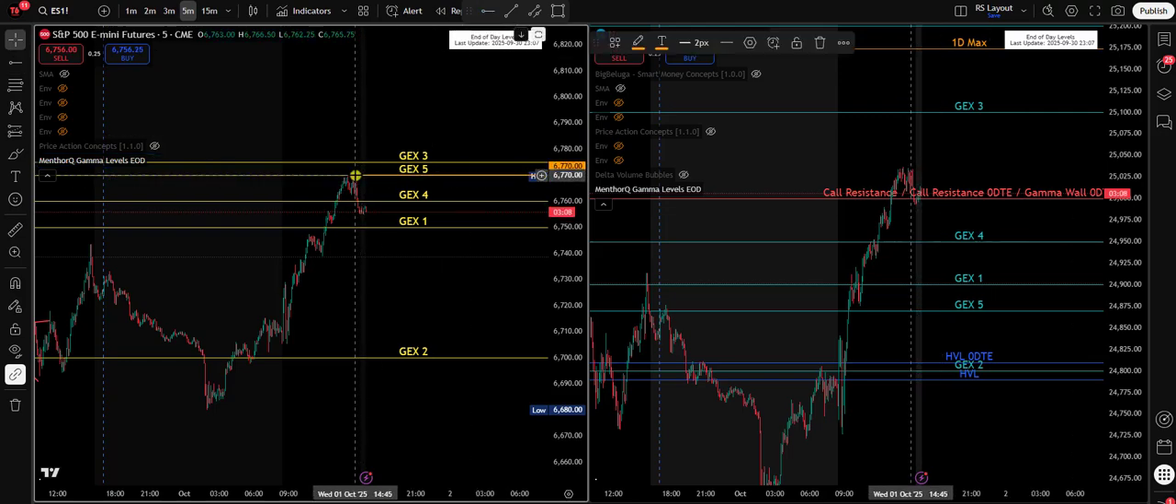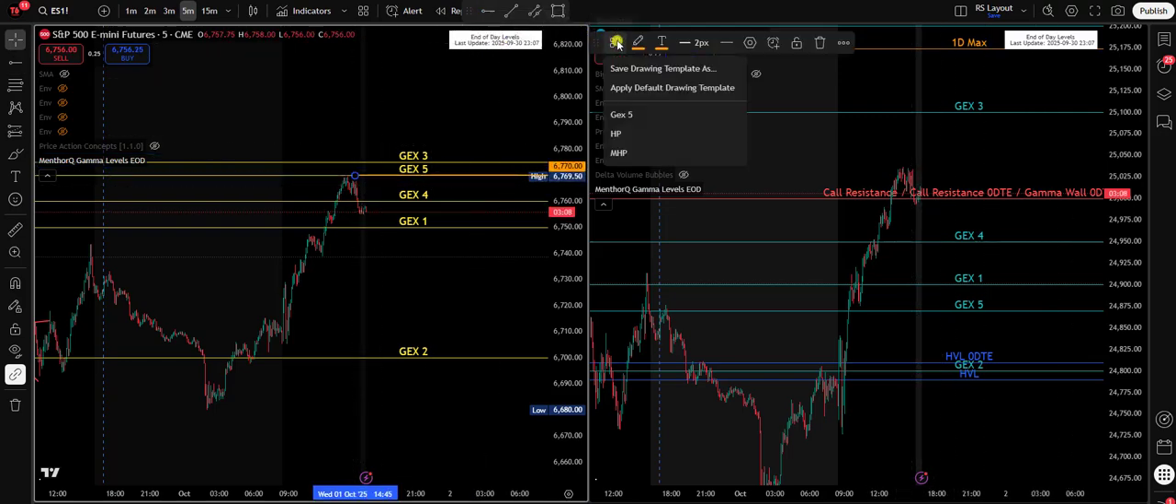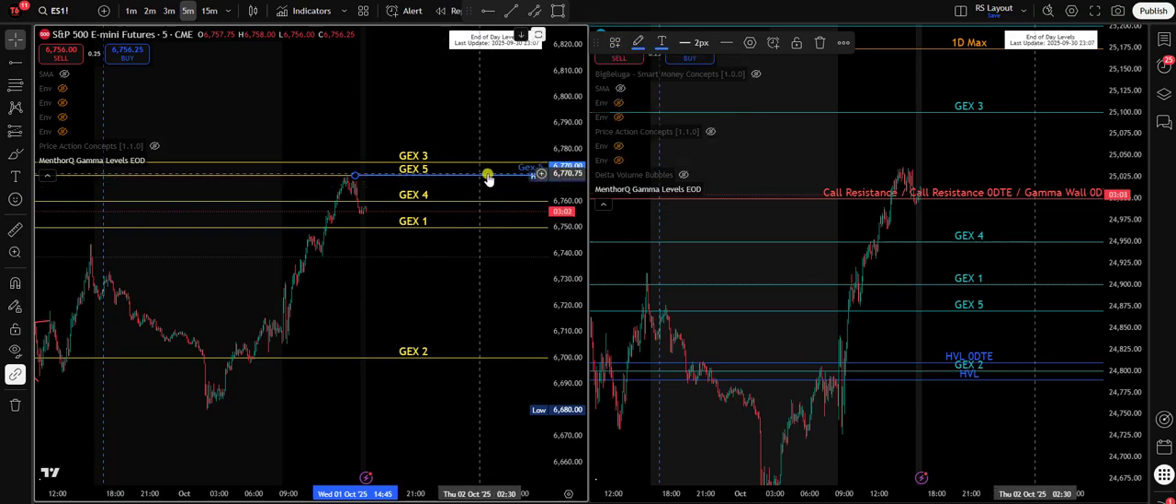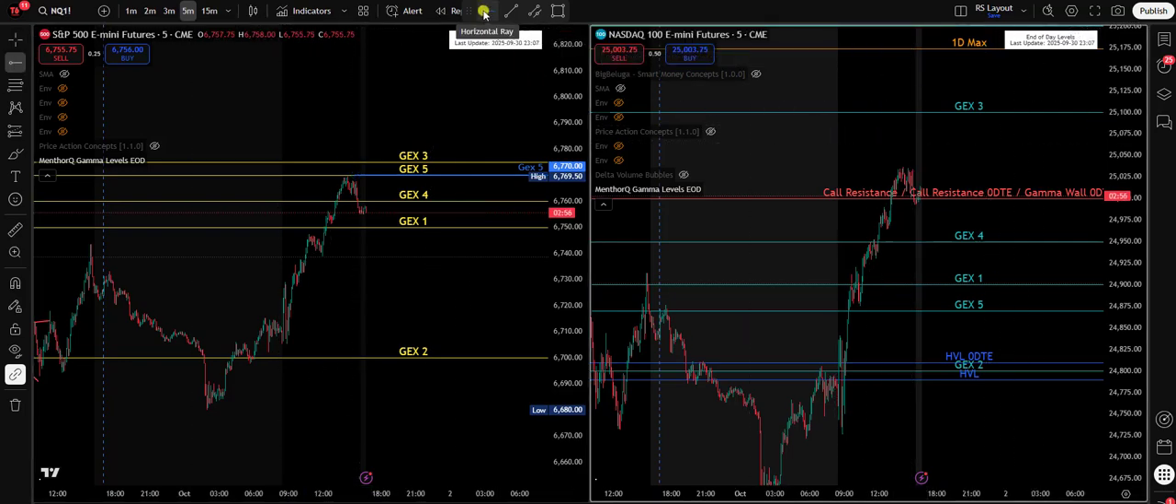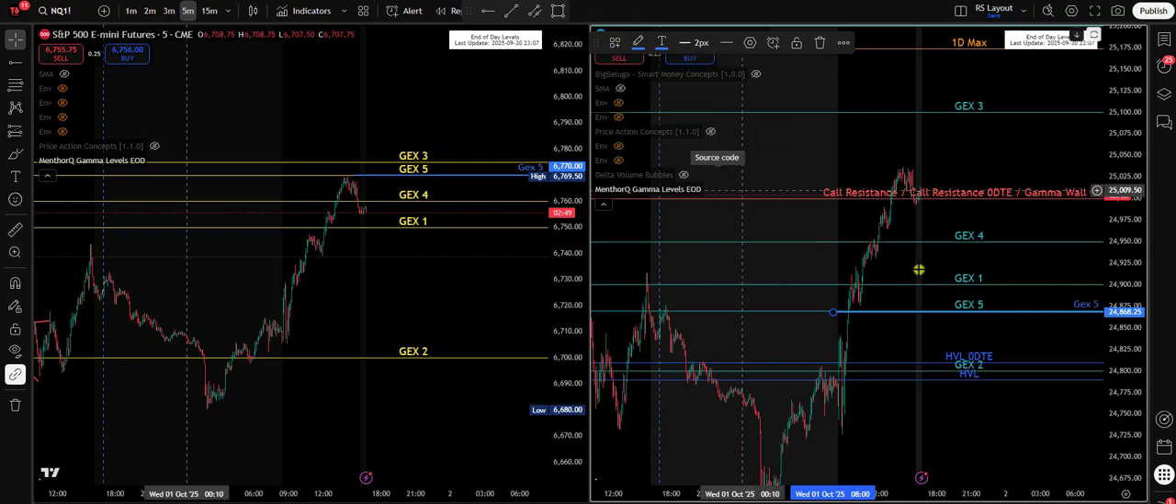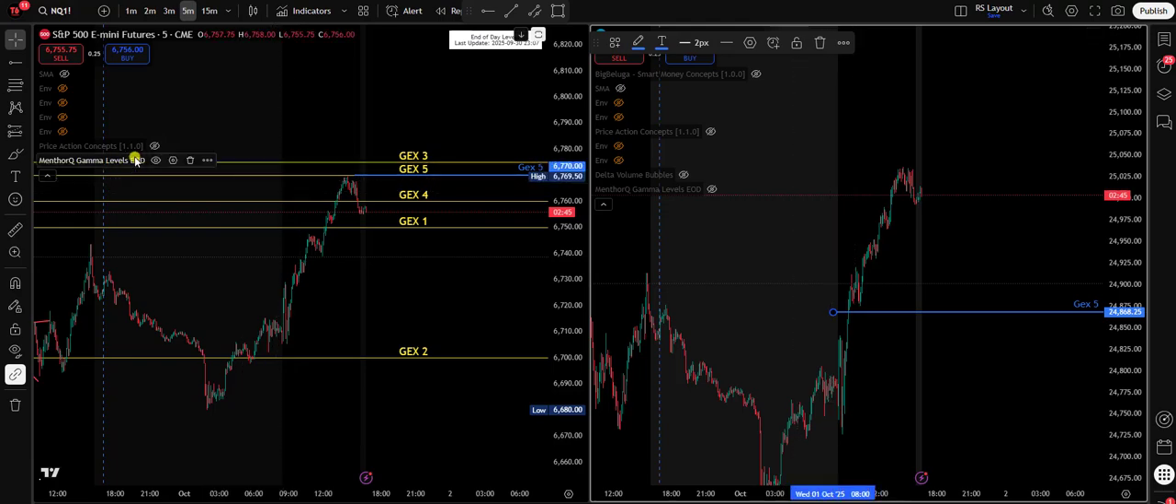So what I like to do is find my JEX5, come up here to array, hit it, and then I have a template here called JEX5, and it turns it into a blue JEX5. I also do that on the Nasdaq over here. I come over here, hit my array on the JEX5 level, come over here, JEX5, and then I will turn them off like that, so I have my levels.